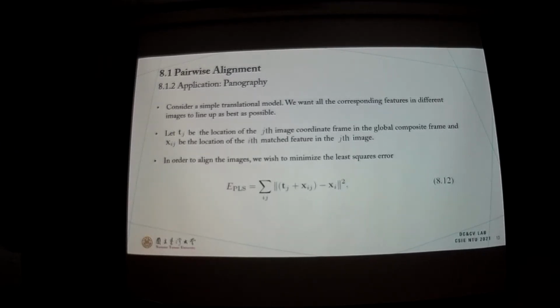Let the TJ be the location of the J's image coordinate frame in the global composite frame, and XIJ be the location of each matched feature in the J's image. In order to align the images, we wish to minimize the least squares error using this equation, the error of the panography least squares. It can be estimated based on TJ plus XIJ minus XI. This is how we minimize the least squares problem of panography.